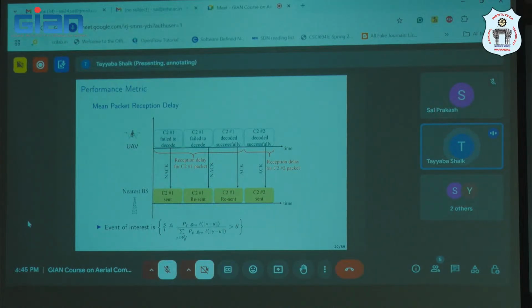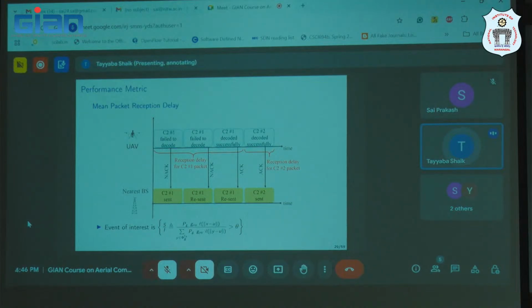So if you see the event here, this would have been S by I less than theta. That is why it couldn't decode the packet. In the second slot also, it would have been S by I less than theta. That's the reason the UAV could not decode the packet. In the third slot, it was able to decode the packet successfully, which means S by I here was greater than theta. So if you try to recall your concepts from probability theory, it is something like seeing a success after some n failures, right?